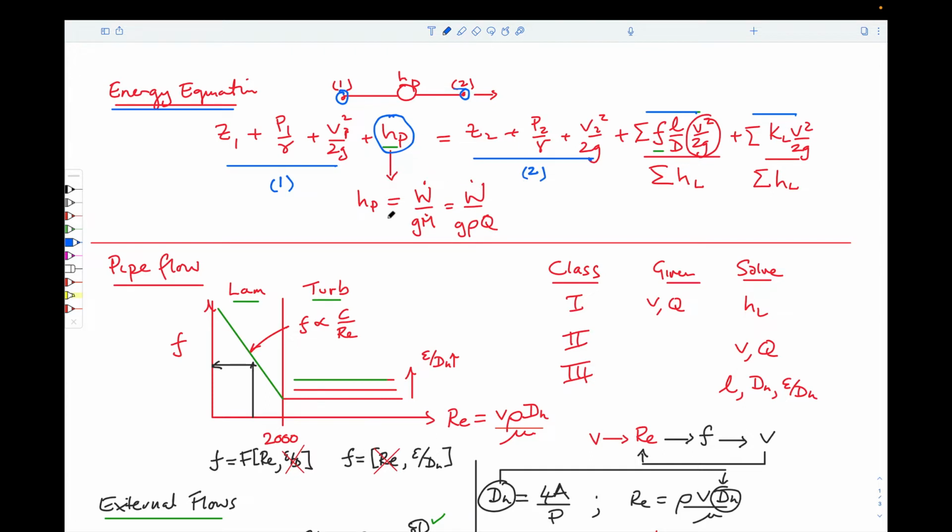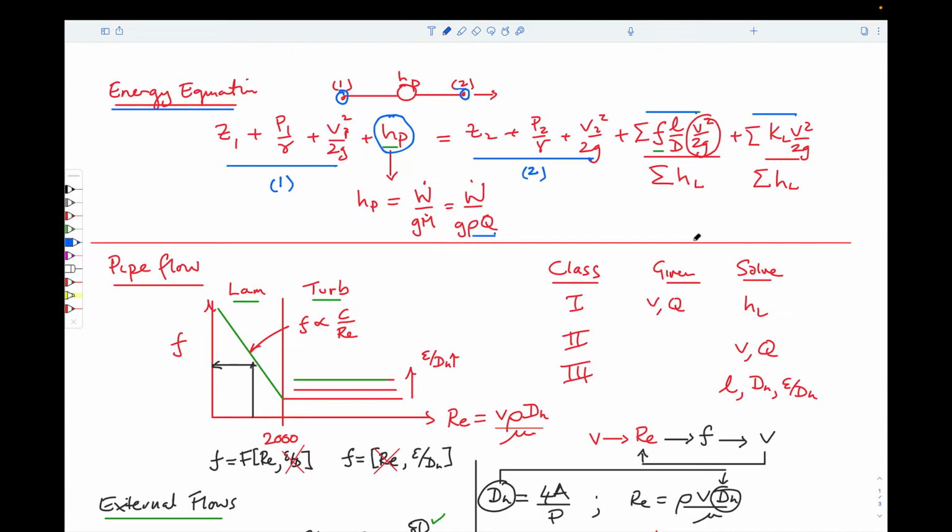The pump head we can always define in terms of power and the mass flow rate. So W dot is power, M dot is mass flow rate times gravity. And if we write the mass flow rate out in terms of a density times a volumetric flow rate, we can write it in this form.